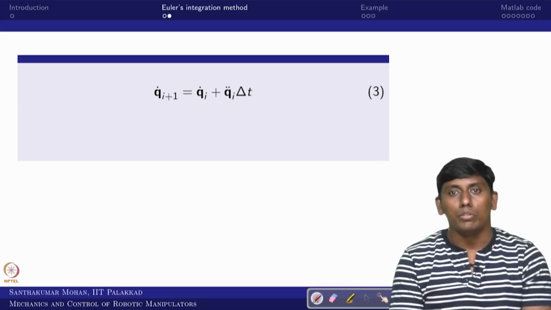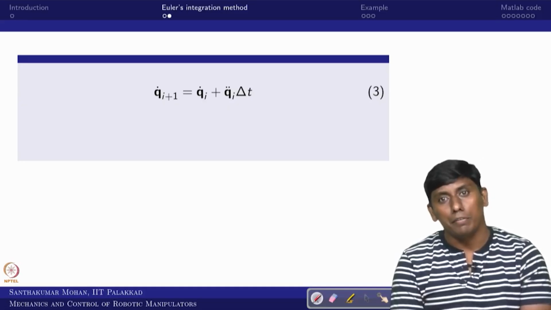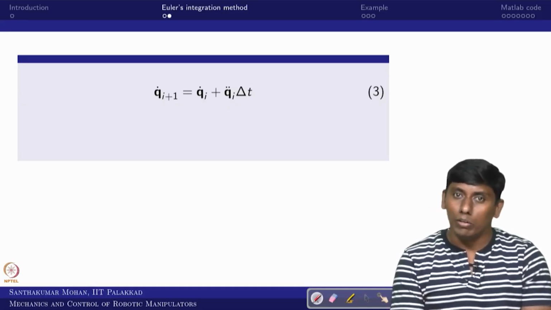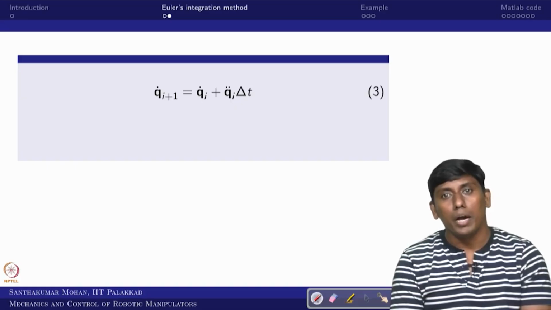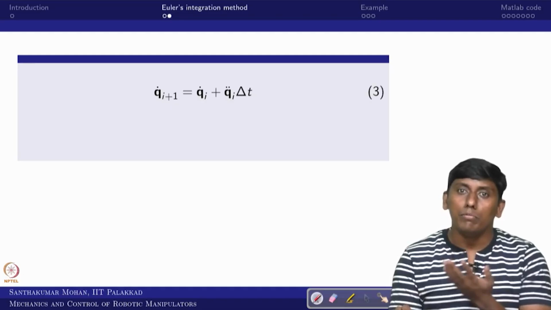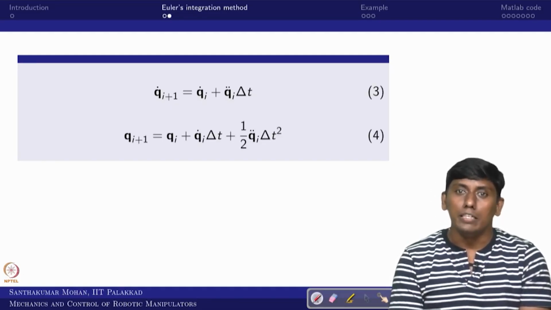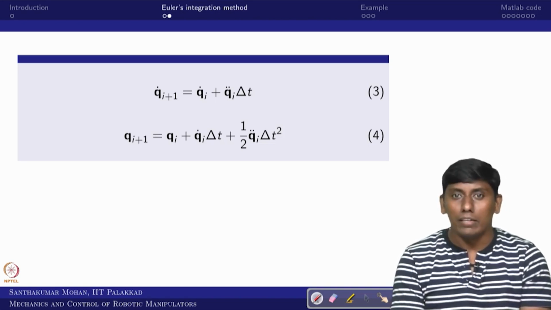We know the equation of motion for a simple particle, where v equal to u plus at, and s equal to s naught plus ut plus half at square. The same way, here this is equivalent to the velocity relation. So q dot i plus 1 is the next one, and that can be obtained from q dot i plus q double dot of i into delta t. Now if we want to go to the position, it depends on the initial velocity, initial position and initial acceleration. So in that sense we can rewrite this equation.